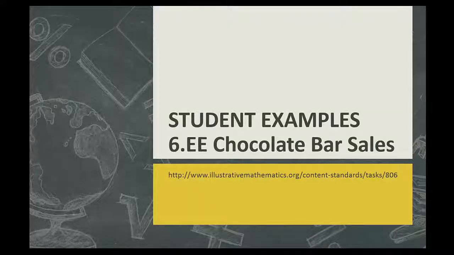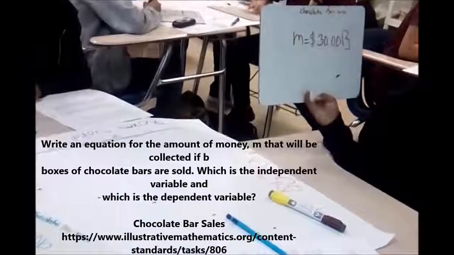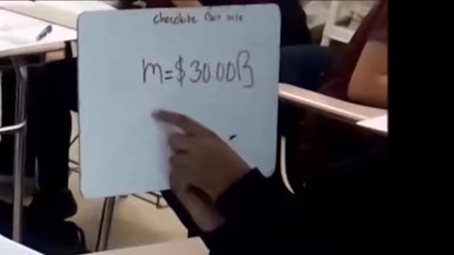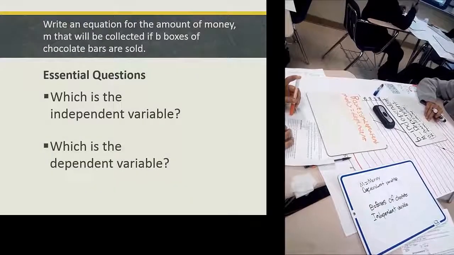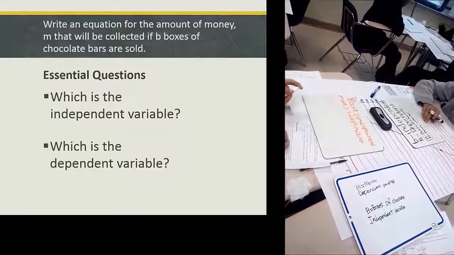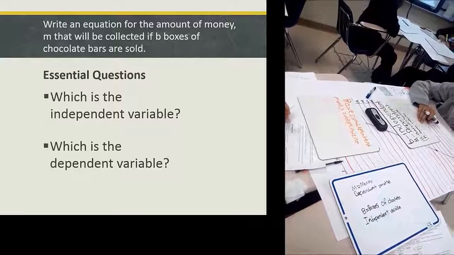The following are student examples explaining their answer to the identified question on the Chocolate Bar Sales task. The first student will explain the equation, and the second student will determine the independent variable and dependent variable. M equals $30 times B. B equals boxes and M equals money. I wrote that the B is the independent variable and the M is the dependent variable because you need to know how many boxes are sold to find out how much money they collected.